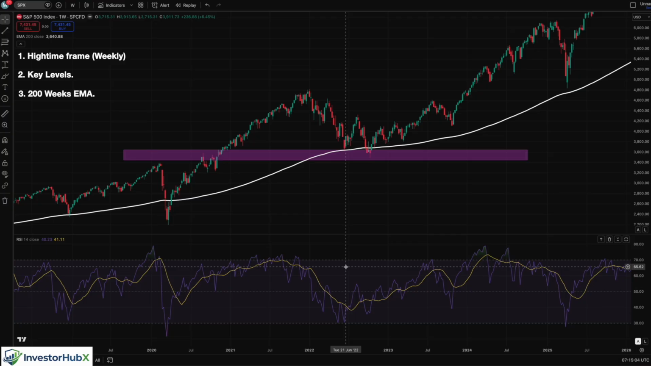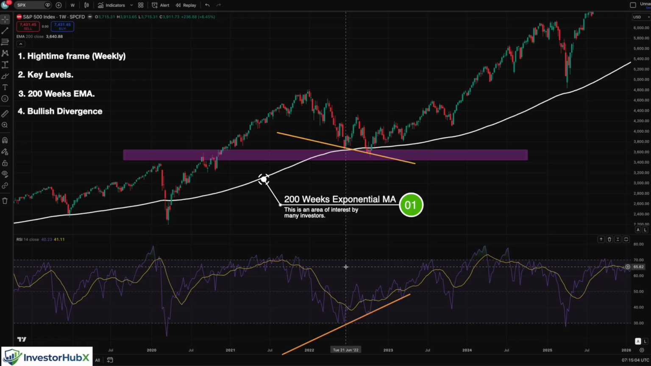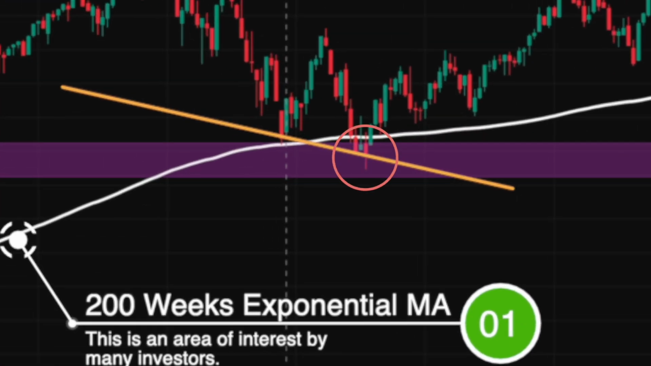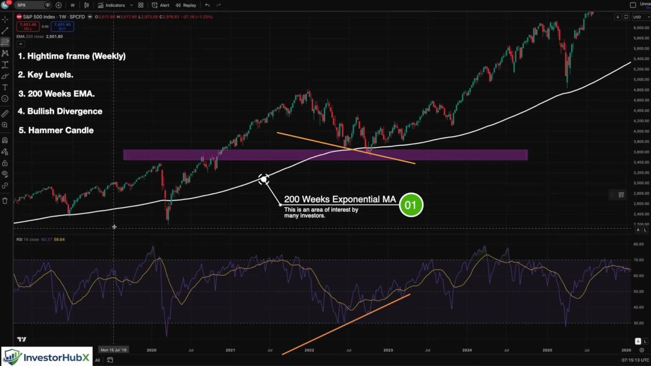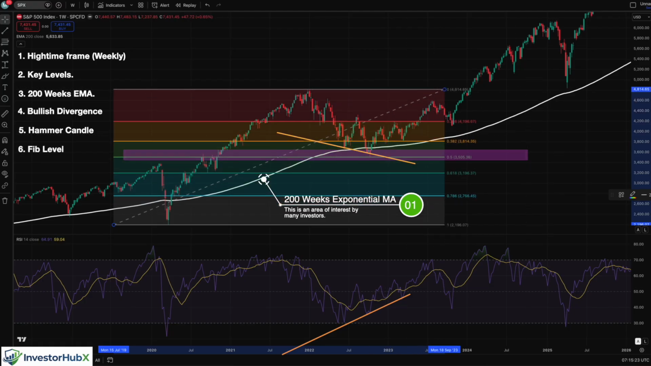Here, the white line represents the 200-week exponential moving average. As price approaches the 200-week EMA, it immediately becomes an important area of interest. At the same time, we can also see a bullish divergence forming. When we examine the candlestick structure more closely, we notice a hammer candle, a potential sign of seller exhaustion and buying pressure returning to the market. In addition, price is also reacting around the 0.5 Fibonacci retracement level. When multiple factors align together like this, the setup becomes significantly stronger. This is what traders call an A+ trade setup.